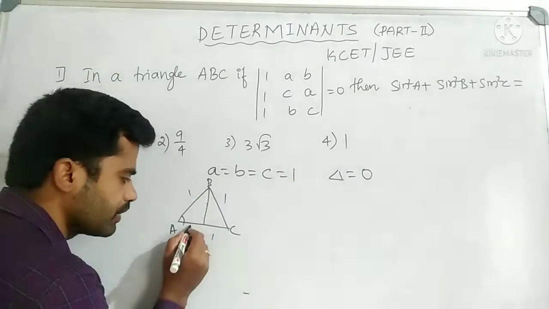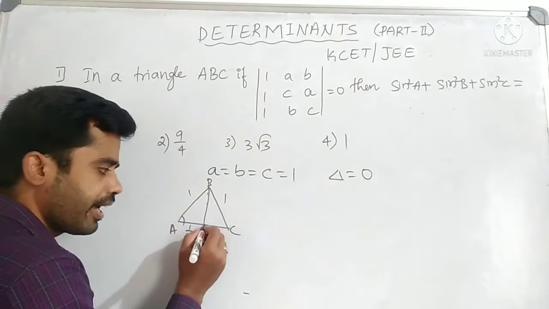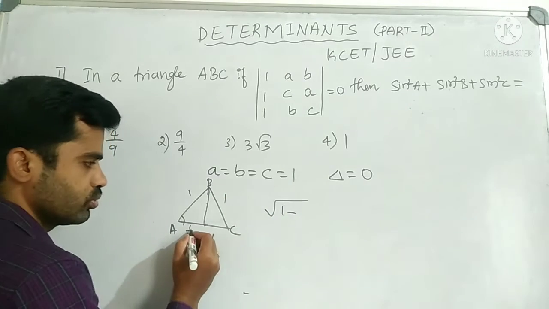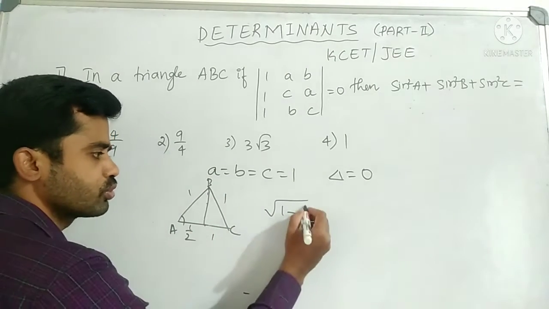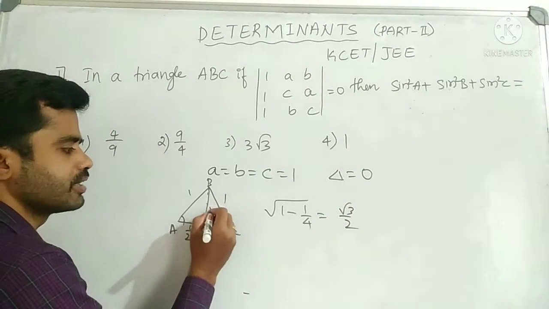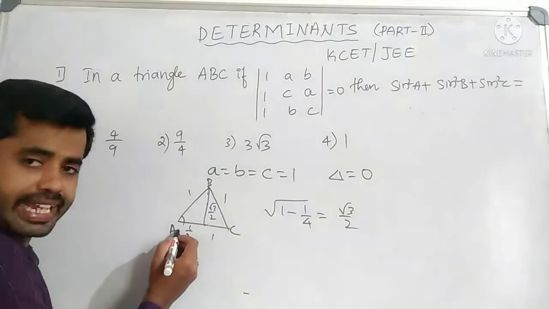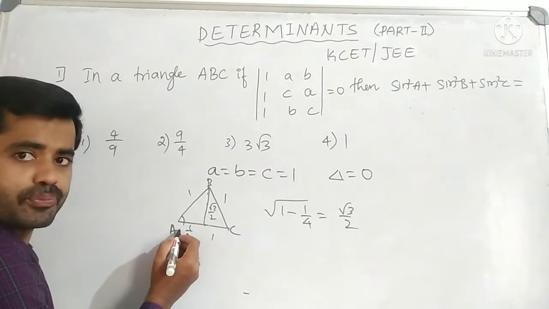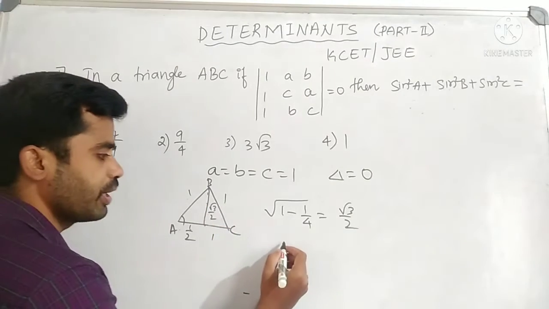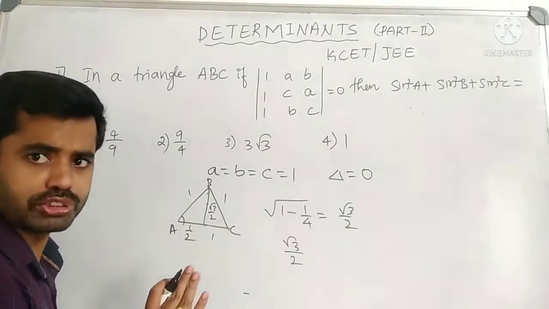Now, what is the length of this one? It is 1 by 2. Using Pythagoras, I will find the height: the square root of 1 minus (1 by 2) whole square, that is 1 by 4, which is root 3 by 2. The height is root 3 by 2. Now what is sin A? Sin A is opposite by hypotenuse, root 3 by 2 by 1, which is root 3 by 2.